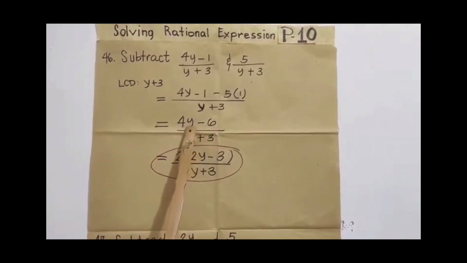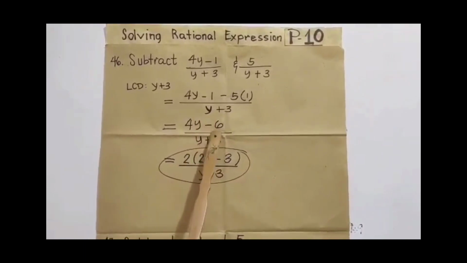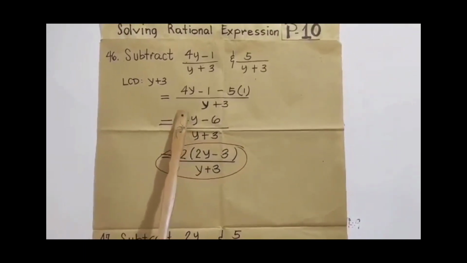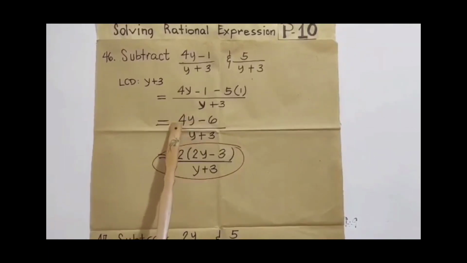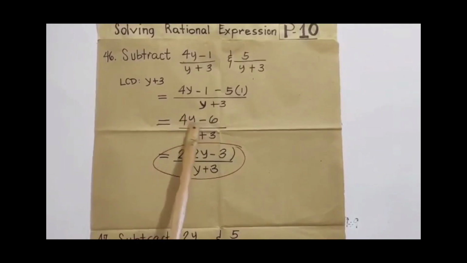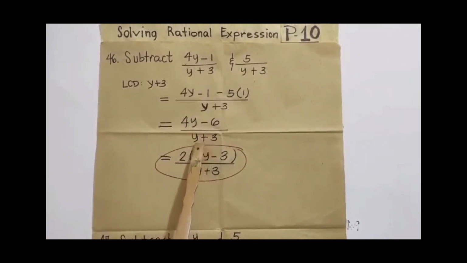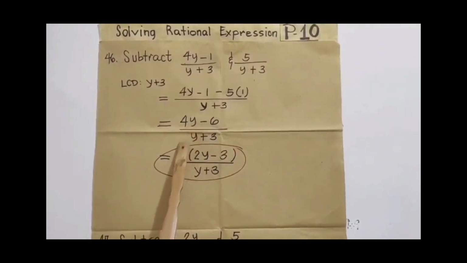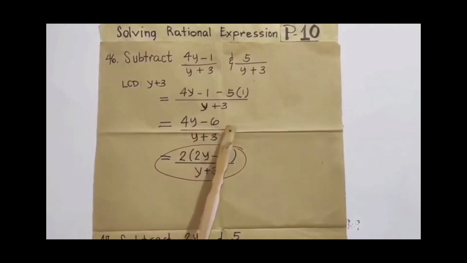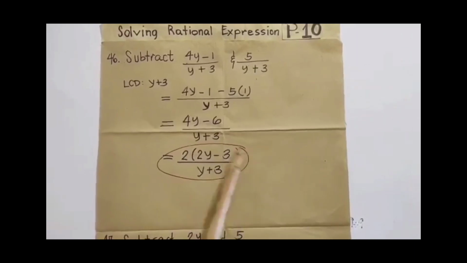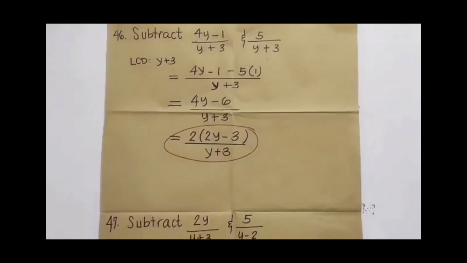Then we factor the negative 6 in the numerator, and the common factor of 4 and 6 is 2, so we factor out 2. We write the parentheses: 4y divided by 2 equals 2y, and 6 divided by 2 equals 3. And just copy the denominator. So this will be our final answer.